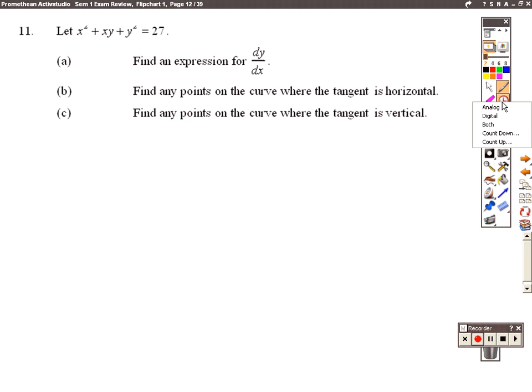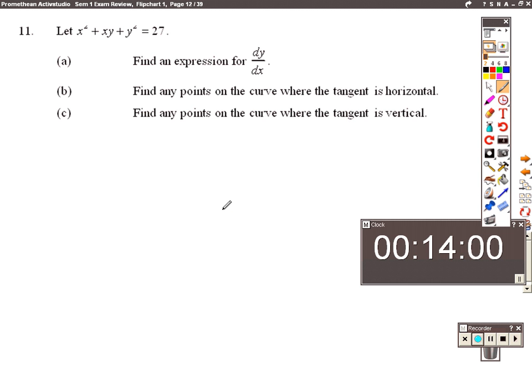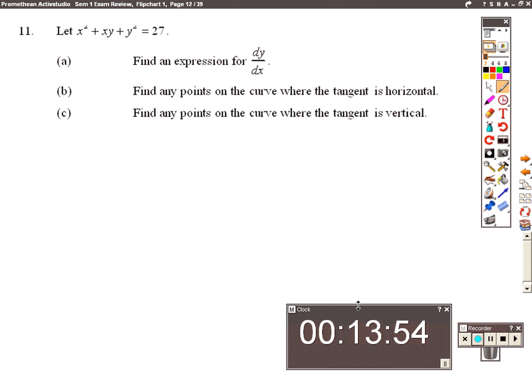Alright, this is problem number 11, and in this problem we have an equation that's represented implicitly. In other words, explicit, remember, means that the equation is solved for y in terms of x. In this equation, it would be kind of hard to get y completely by itself, so we're going to use the process of implicit differentiation. Remember, we're taking the derivative of every term with respect to x. So every time we take the derivative of a y term, we leave a dy/dx behind, and we're just applying the chain rule to make that happen.